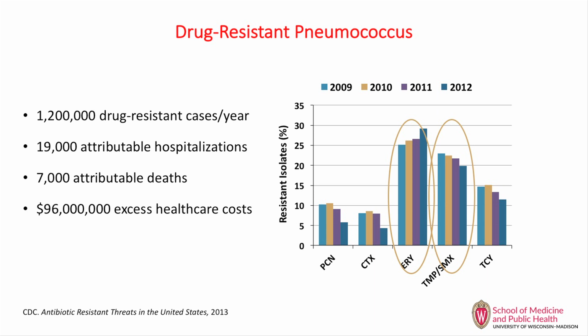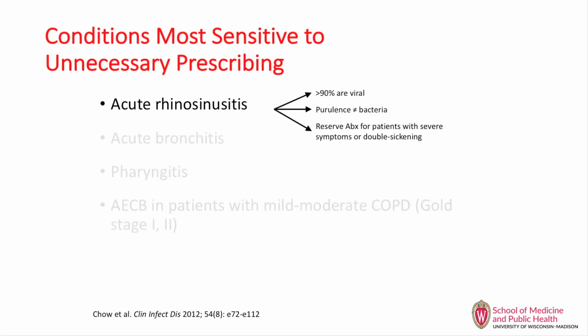So rhinosinusitis, 90% are viral. Purulence does not equal bacteria. Everybody who gets an upper respiratory tract viral infection will develop purulence at about the second week of their illness. I can't tell you how often I hear, I think I have a bacterial sinus infection because my snot turned from yellow to green. Well, that's going to happen in the vast majority of people. So purulence does not equal a bacterial infection.